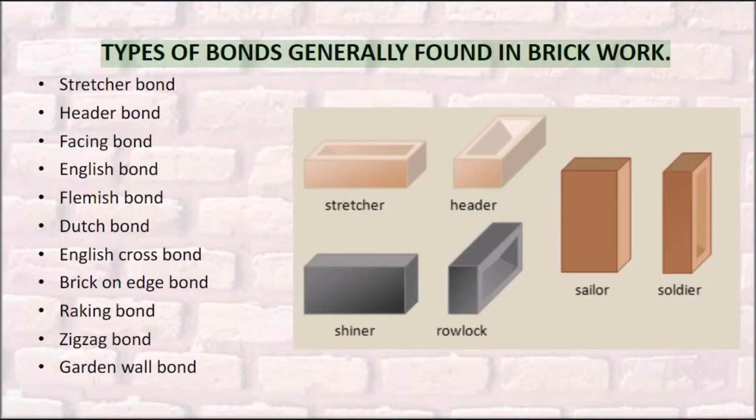Types of bonds generally found in brick work. Stretcher bond. Header bond. Facing bond. English bond. Flemish bond. Dutch bond. English cross bond. Brick on edge bond. Raking bond. Zigzag bond. Garden wall bond.